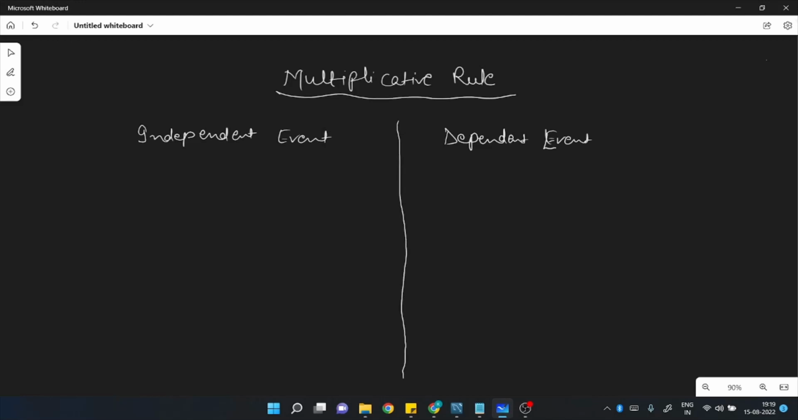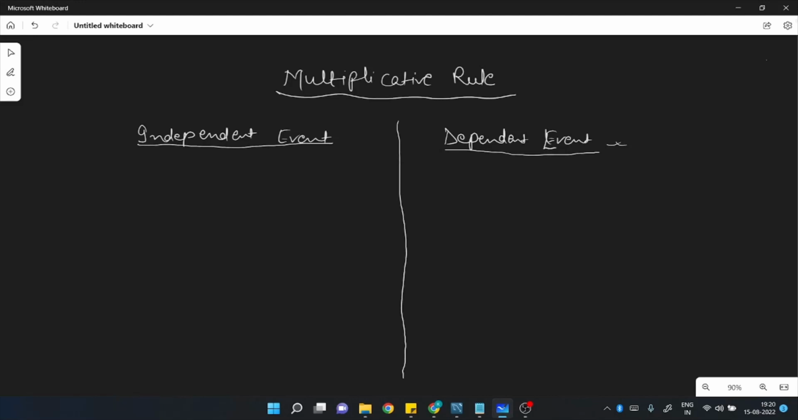So let's first understand what an independent event is and what a dependent event is. By the name itself, you would have known that events which are not dependent on each other are called independent events, whereas events that are dependent on each other are said to be dependent events.